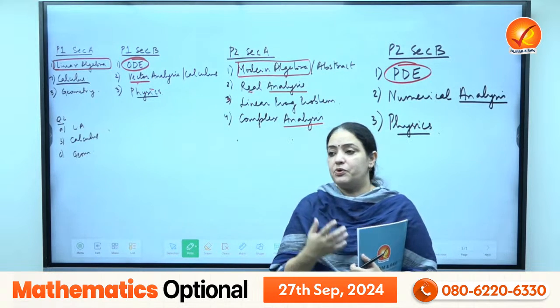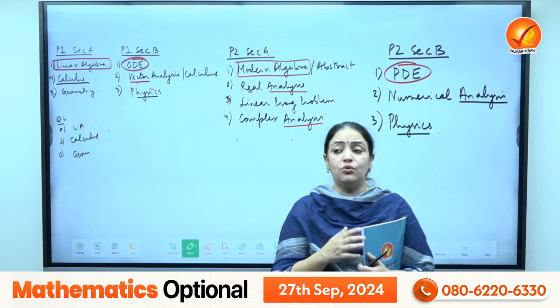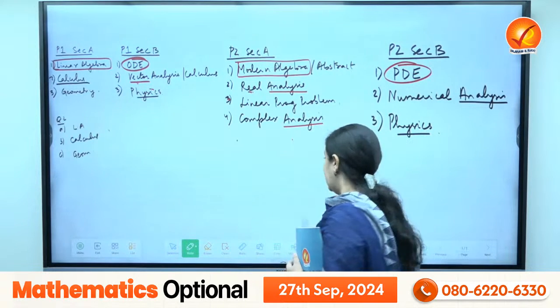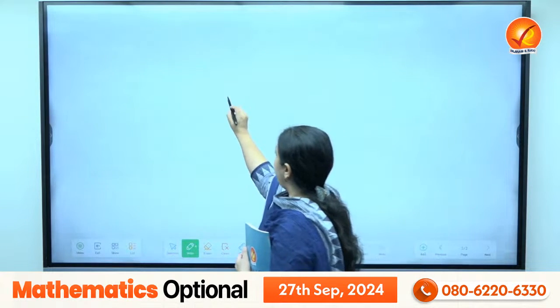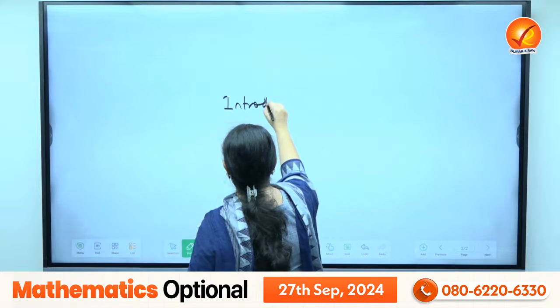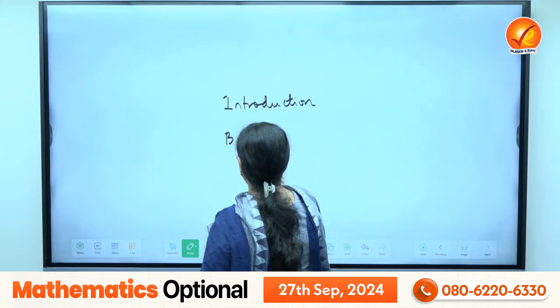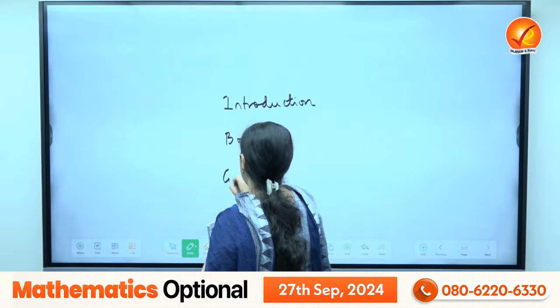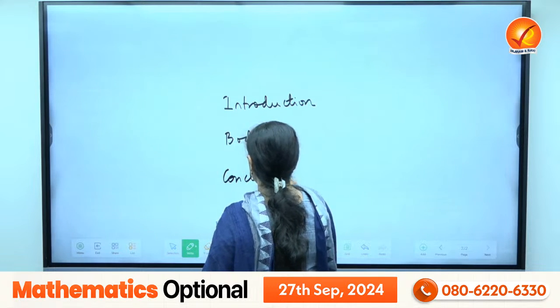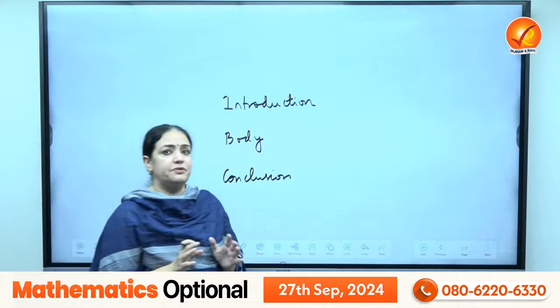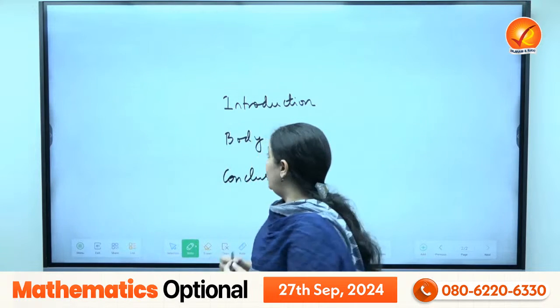And as in your other subjective papers, I hope so, in GS papers and other optionals, people are taught how to write answers by actually dividing your answer into at least 3 basic paragraphs. One is like the introduction. The second is like the main body of the solution. And the last step is basically the conclusion. That is how math solutions also have to be presented. You have to begin with introduction.